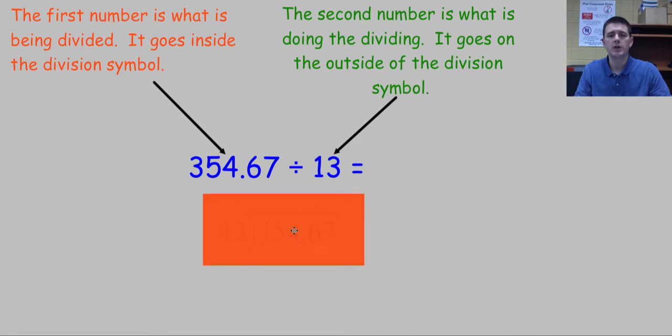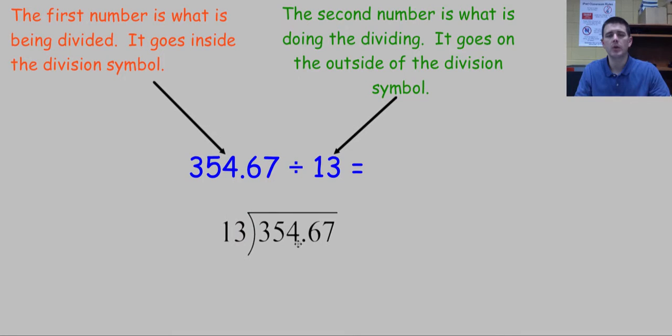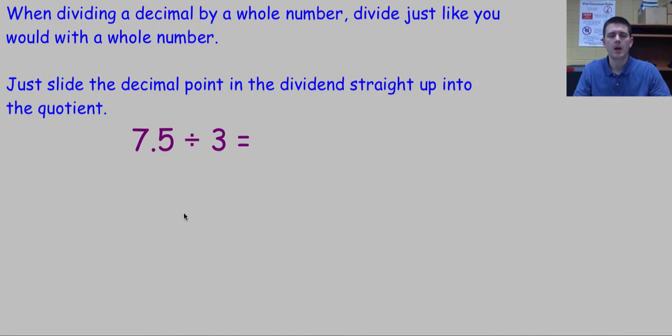So the first number is what goes inside. It's what's being divided. It's our dividend. The divisor is the second number. That's the number that goes out front. It's the one doing the dividing. So 354 and 67 hundredths divided by 13. So make sure you get all of this jotted down in your notes. Now we're ready to go ahead and actually do some dividing here.